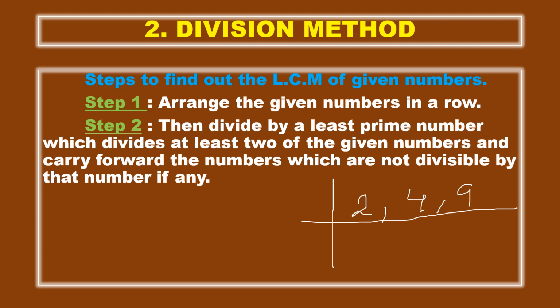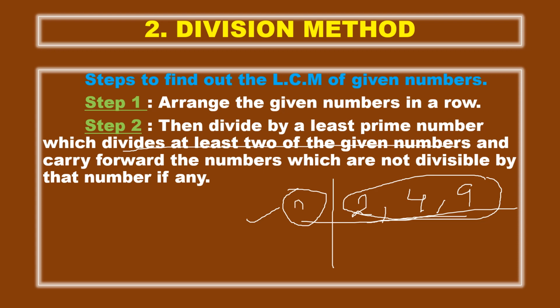I arrange them in a row. Finished. Then divide by a least prime number. We should take a least prime number here, and that number should divide at least two of the given numbers. We should take a least prime number here such that it should divide at least two of them from the given question. Okay, here 2 is there, 4 is there.